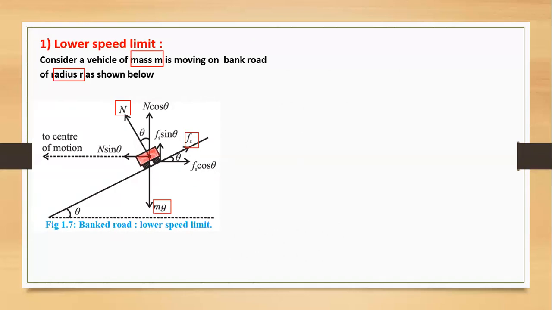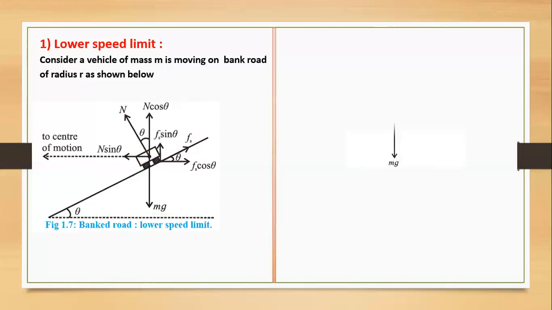Lower speed limit means, as I told you, if the speed is less, the vehicle starts skidding down in this direction. And if the vehicle is not skidding down, it means that some force is acting, and that force is the force of friction, which is in the opposite direction and prevents the vehicle from skidding. So this is the direction of the force of friction that you remember.